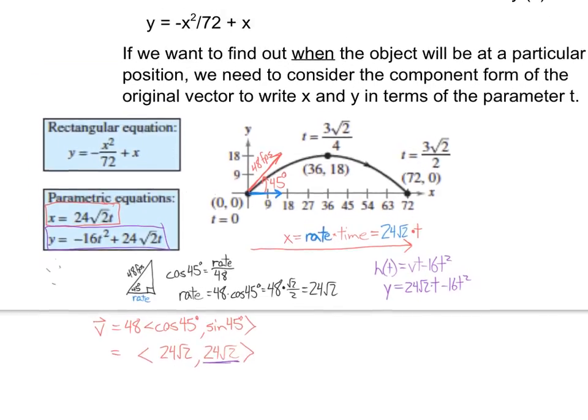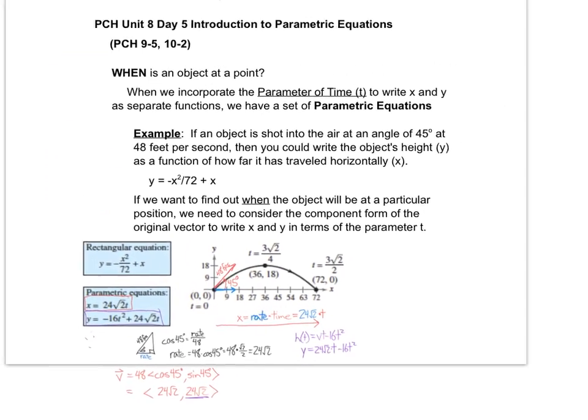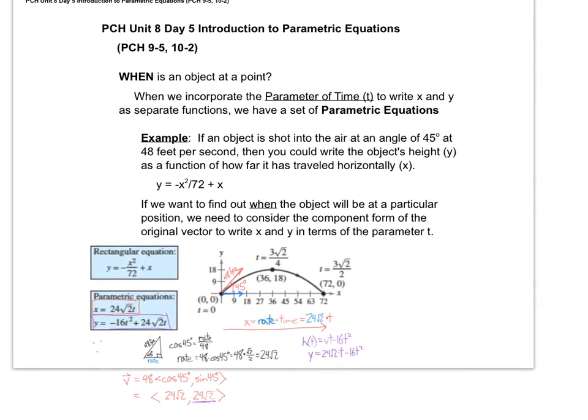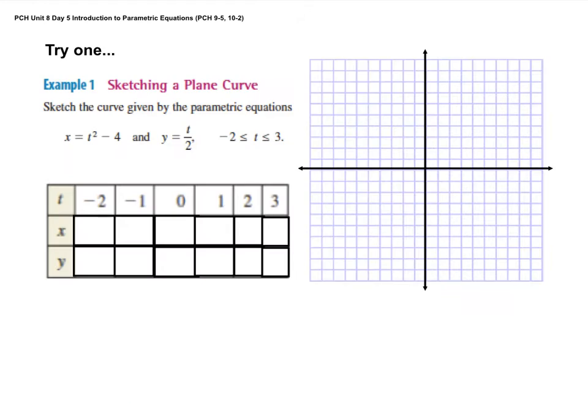So that's the concept of a parametric equation. What we're dealing with here, we're concerned with the when. When are we in a specific position? All right. Now, I just want to try one here, okay? We have a set of parametric equations. x equals t squared minus 4, and y equals t divided by 2.